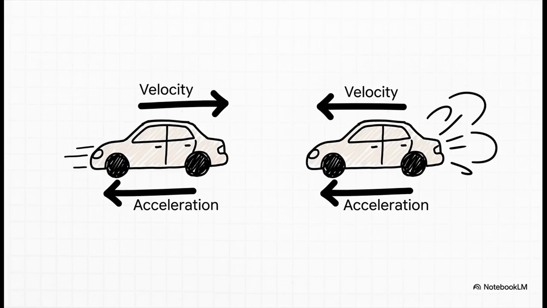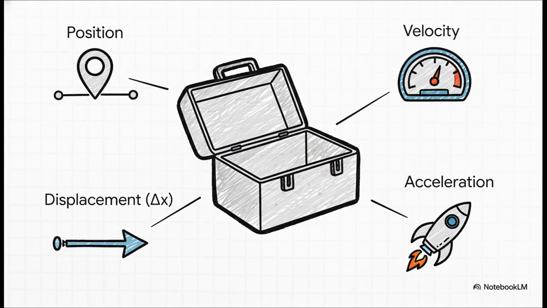But if it's in the same direction, you speed up. So if you're already moving backward, if you have a negative velocity and you have a negative acceleration, you're actually going to speed up in that backward direction. And there it is, our complete, fundamental toolkit for describing motion in one dimension.